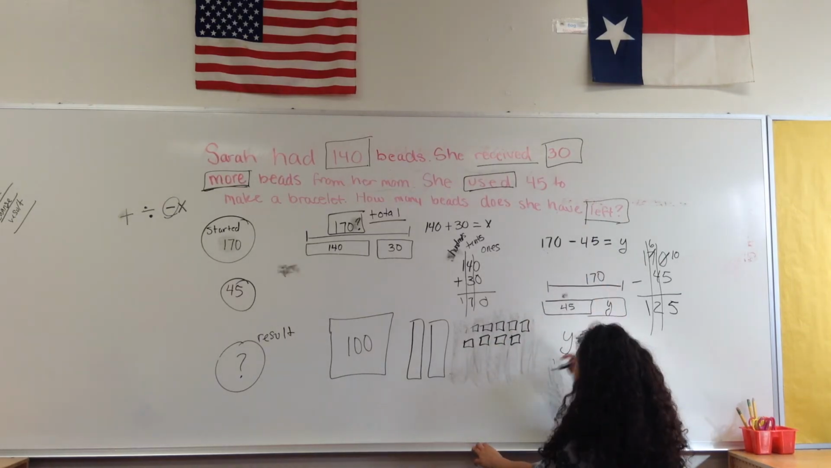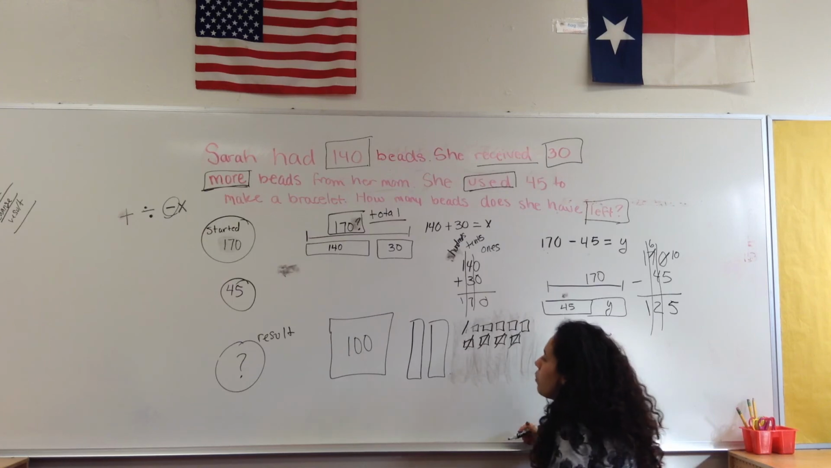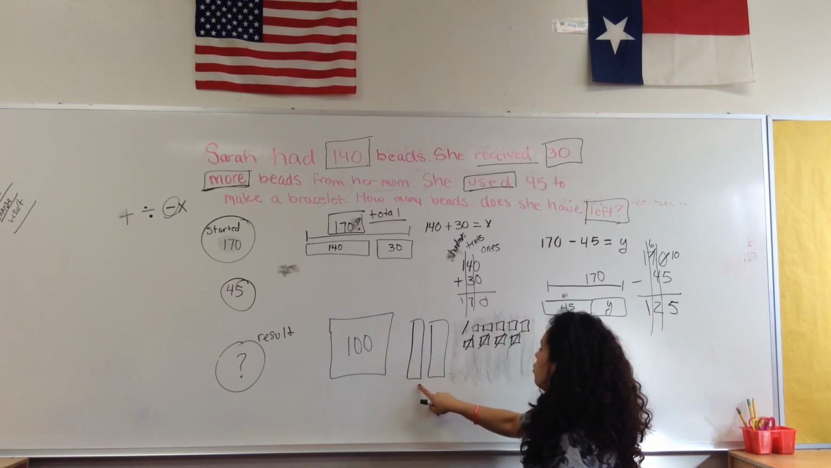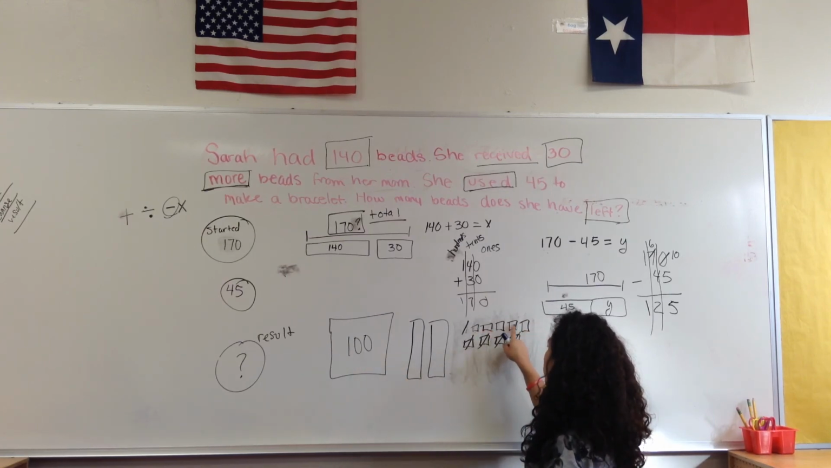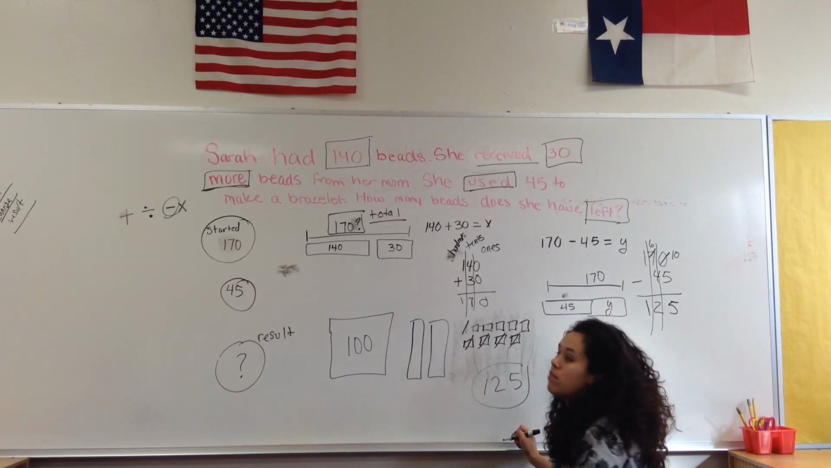So we need 45. We already took off 40. So now we're going to take away 5. So that's 1, 2, 3, 4, 5. And we're left over with 120. 1, 2, 3, 4, 5. 125 gives us our answer.